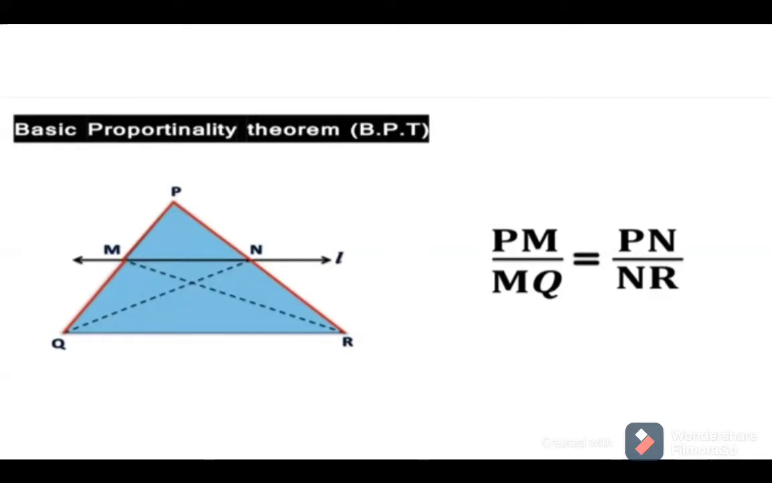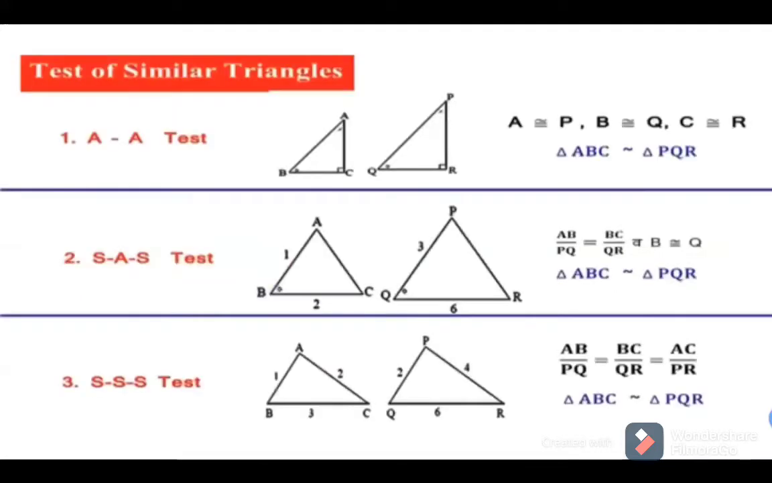That is, in the diagram you can see in triangle PQR, line L is parallel to side QR, which intersects side PQ and side PR in points M and N respectively. Then what you will get? PM upon MQ is equal to PN upon NR.